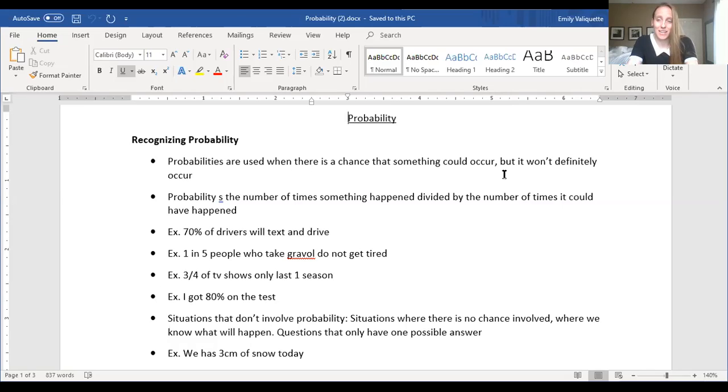Or 1 in 5 people who take gravel don't get tired. Again, that means that one person took gravel and got tired out of 5 people who took gravel. All of them had the possibility of getting tired, but they didn't all get tired. Or 3/4 of TV shows only last one season, or I got 80% on a test. Those are all probabilities.